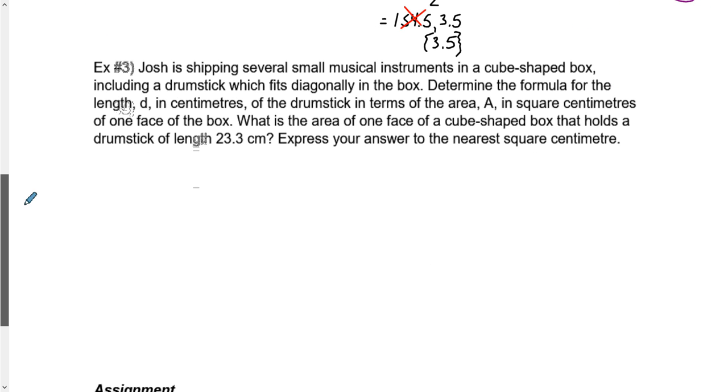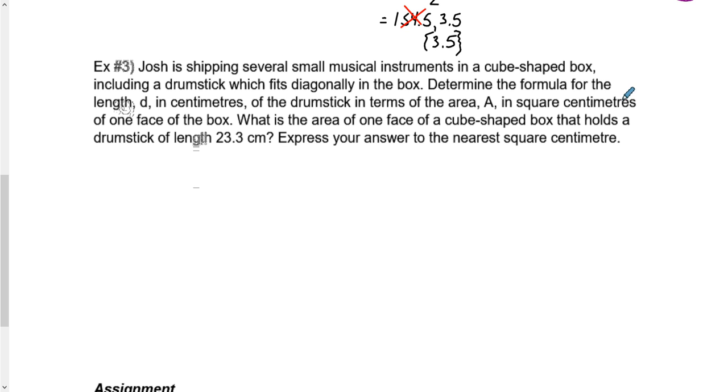Okay. So nice word problem just to finish it off. Josh is shipping several small musical instruments in a cube-shaped box, including a drumstick which fits diagonally in the box. Determine the formula for the length d in centimeters of the drumstick in terms of the area a in square centimeters of one face of the box. What is the area of one face of a cube-shaped box that holds a drumstick of length 23.3 centimeters? Express the answer to the nearest square centimeter.